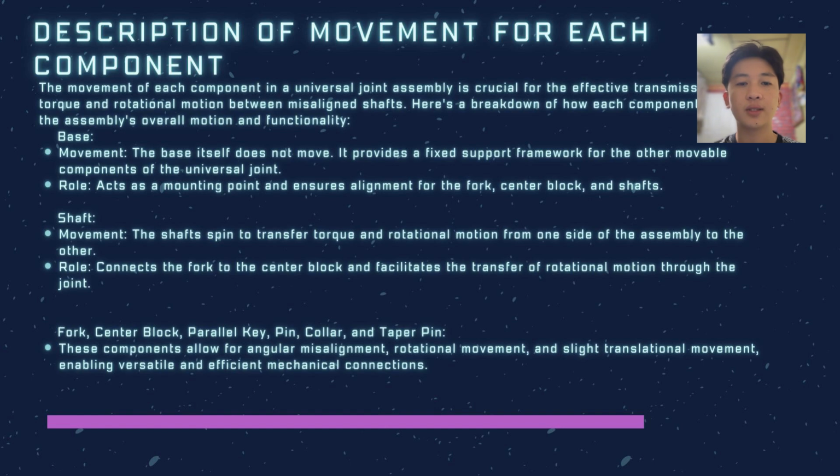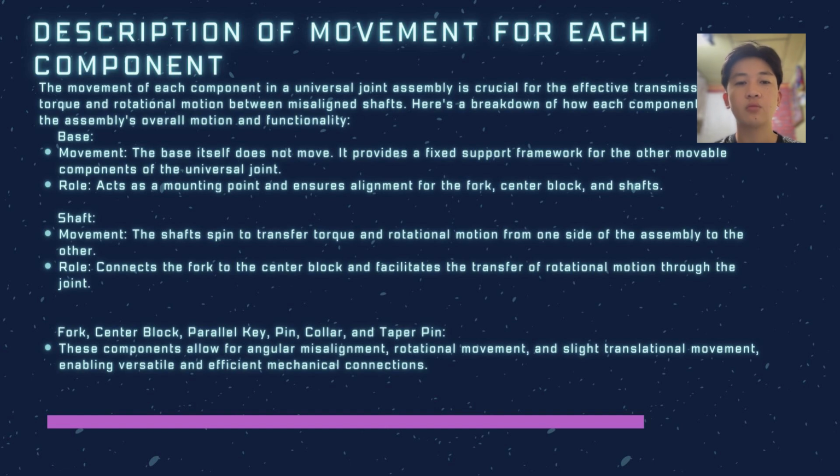Base. Movement: the base itself does not move. It provides a fixed support framework for the other movable components of the universal joint. Role: acts as a mounting point and initial element for the fork, center block, and shaft.